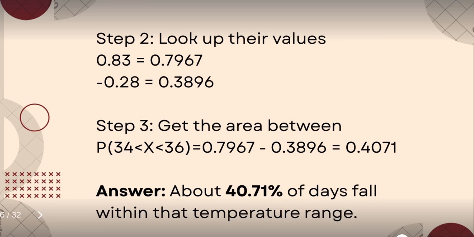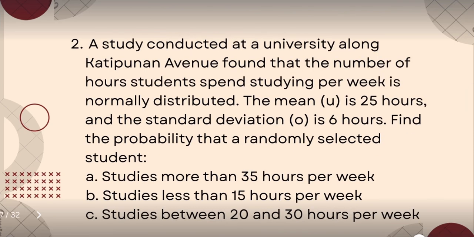So ayun ang answer. A study conducted at a university along Katipunan Avenue found that the number of hours students spend studying per week is normally distributed. The mean is 25 hours and the standard deviation is 6 hours. Find the probability that a randomly selected student A. Studies more than 35 hours per week, B. Studies less than 15 hours per week, and C. Studies between 20 and 30 hours per week.